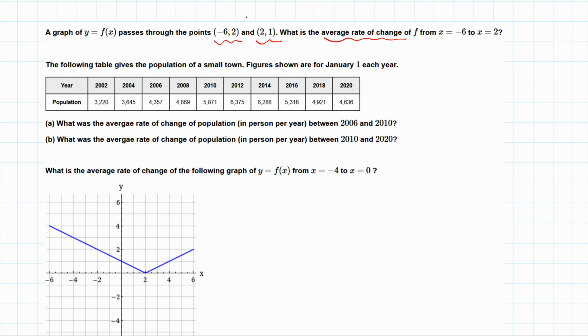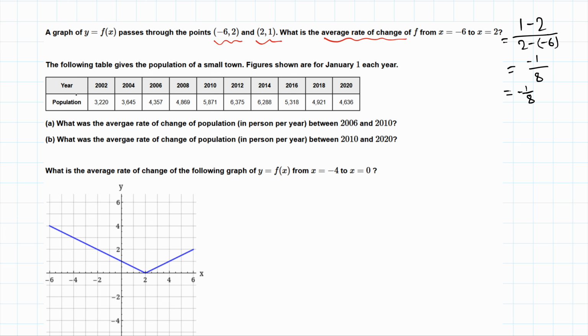So change in y, 1 minus 2, divided by 2 minus -6. It's like y2 minus y1 over x2 minus x1. You can think that way. So that is 1 minus 2 is -1, 2 plus 6 is 8. So -1 over 8, so you might want to write -1/8. That's the average rate of change.